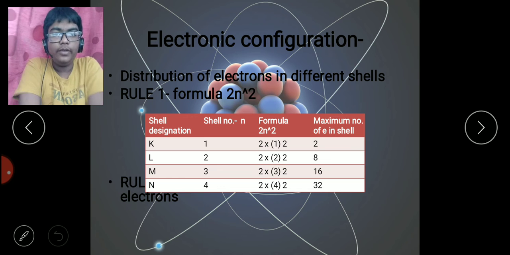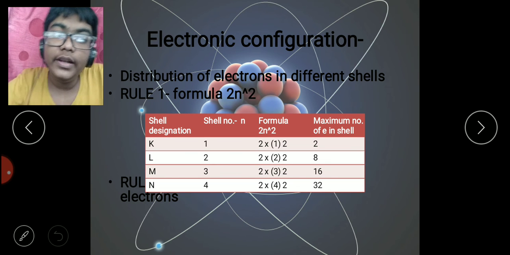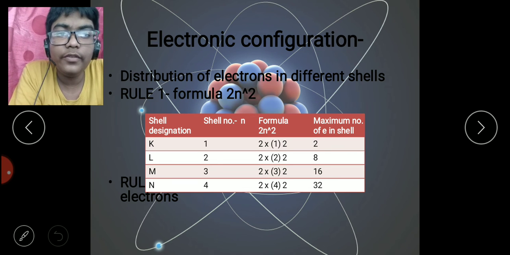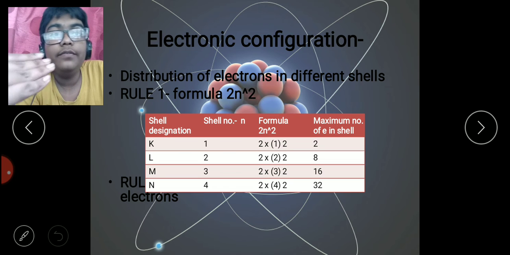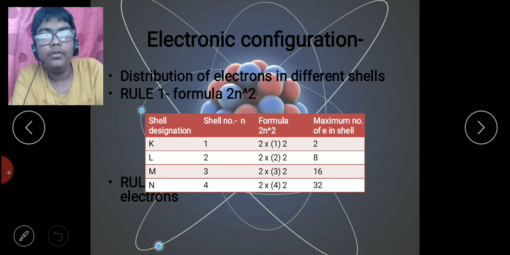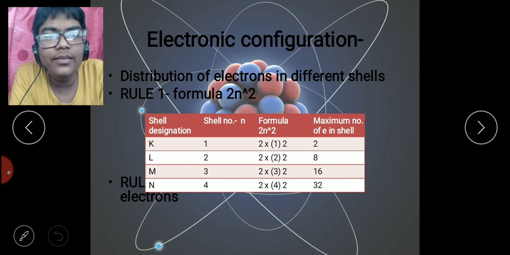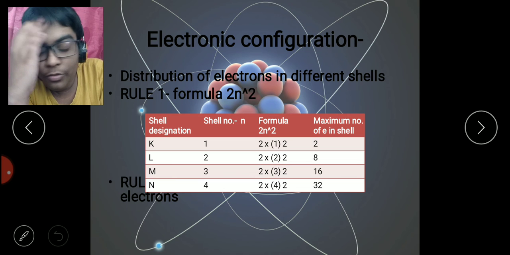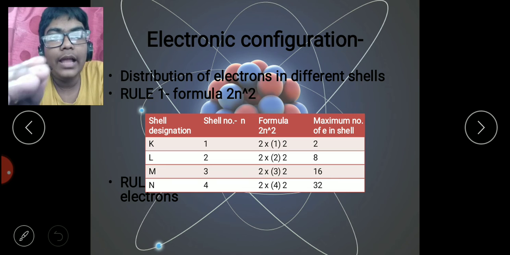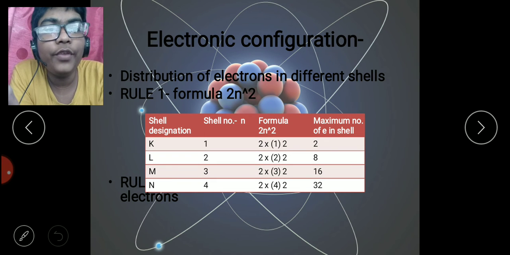The electronic configuration is the distribution of electrons in different shells. You have two rules for the distribution of electrons. The first rule is the formula 2n square. The naming of the shells starts from K, and not A. Alphabetically it starts from K. So the K shell is the first shell.